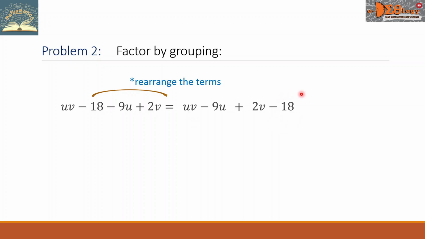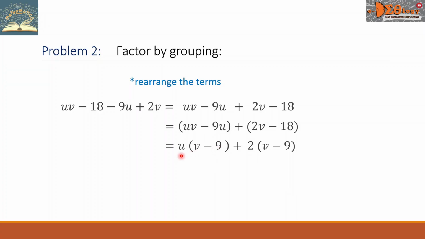Negative comes at the last, and the 2v now, the third term, is positive. Now we're going to group the first two terms and the last two. So it becomes like this. Let us now factor out the GCF for each of the groups. Let's begin with the first group. The common or the GCF is u. When we pull it out, the other factor now is v minus 9.